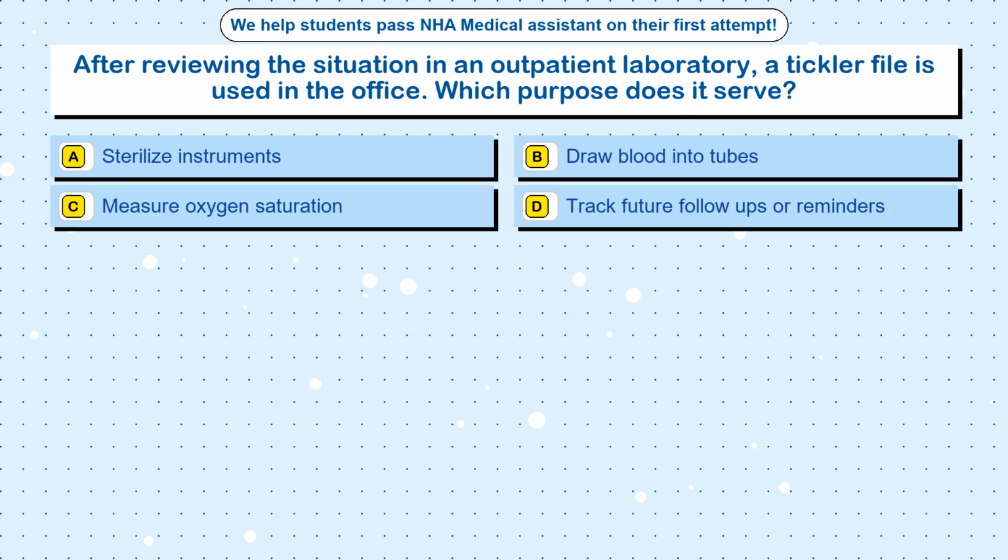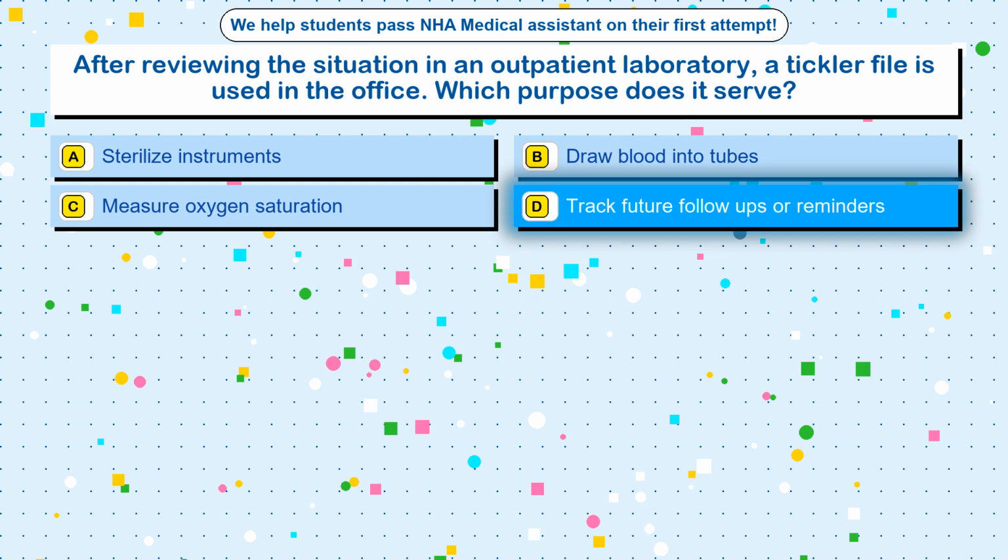Question 38. After reviewing the situation in an outpatient laboratory, a tickler file is used in the office. Which purpose does it serve? Option A. Sterilize instruments. Option B. Draw blood into tubes. Option C. Measure oxygen saturation. Option D. Track future follow-ups or reminders. The correct answer is option D. Track future follow-ups or reminders.